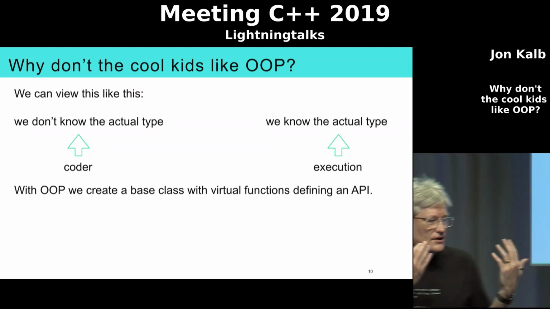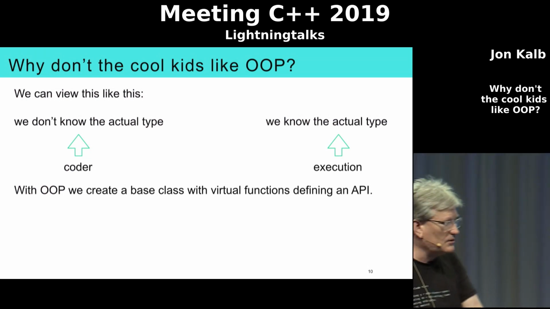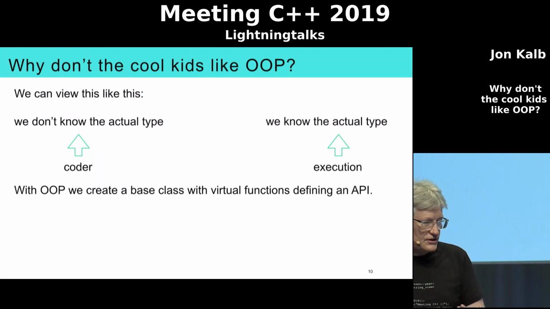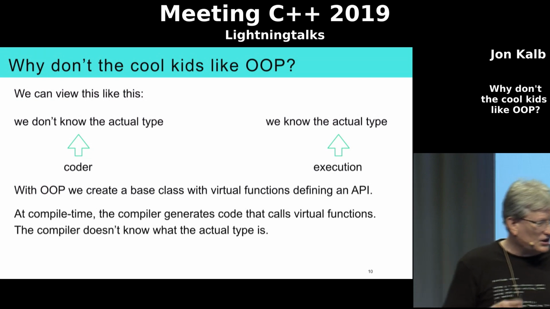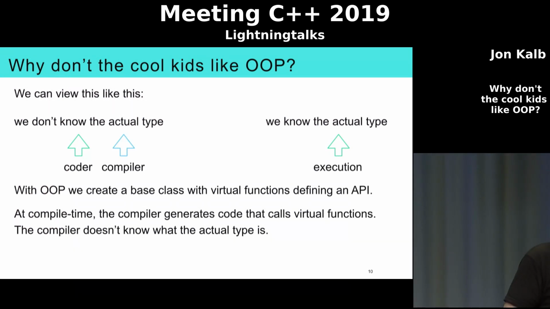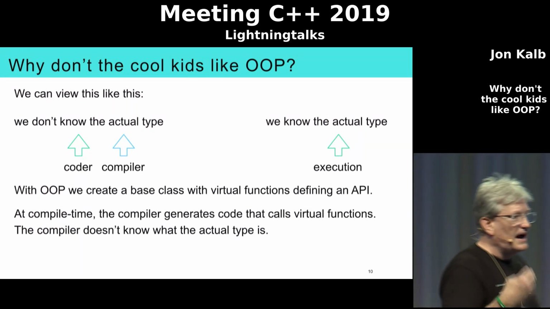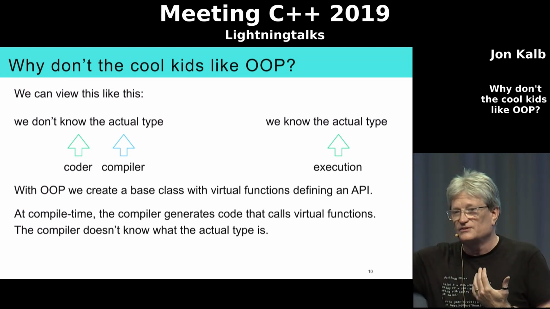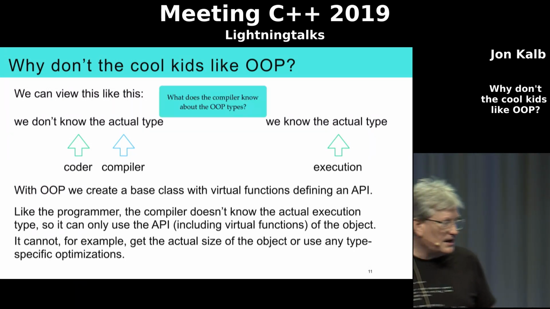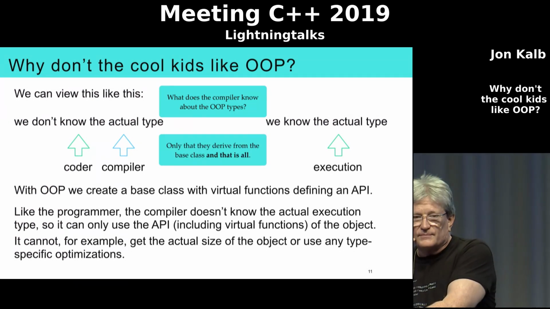In either case, the coder doesn't know the actual types, but of course, at execution time, the actual types have to be known, because that's what's being executed. In the case of object-oriented programming, what we're going to write to is not the actual types, but the base class. So at compile time, the compiler is generating code that's going to make calls against that abstract class. And what that means is that the compiler doesn't know any more than we do as a programmer. The compiler is also unable to know what the actual types will be at runtime. And so it has to operate in this abstract way of writing to an API. So what does the compiler know? Essentially, it knows that the actual type, whatever it is, is derived from some base.